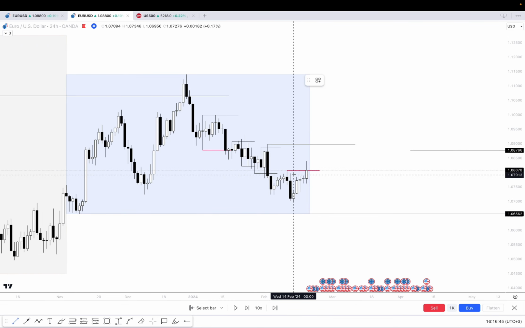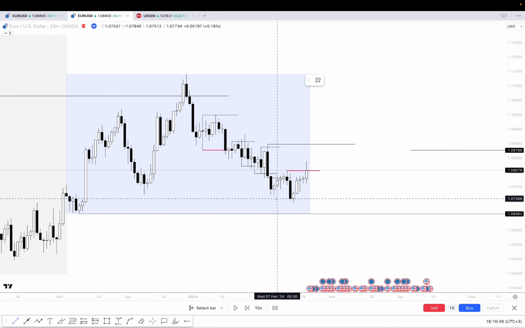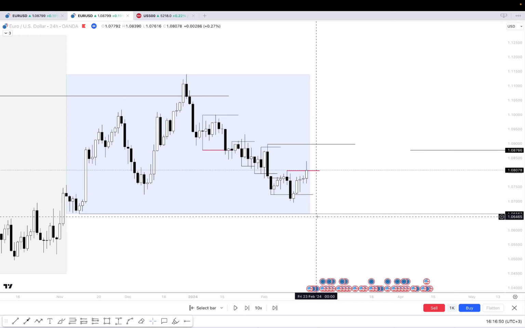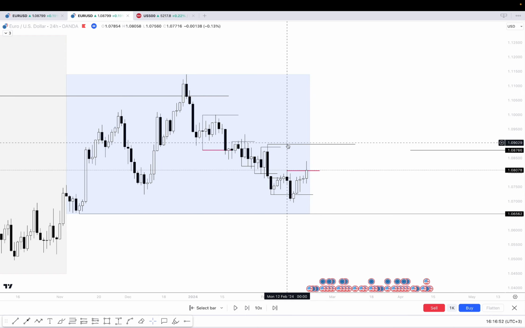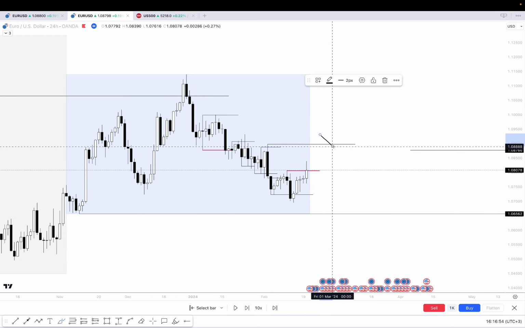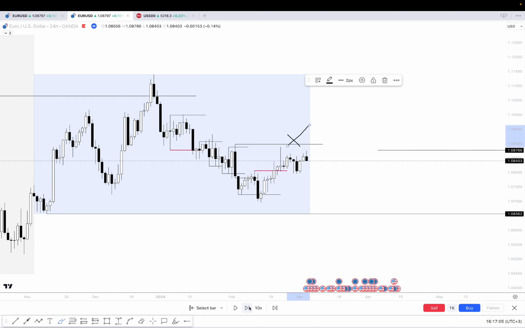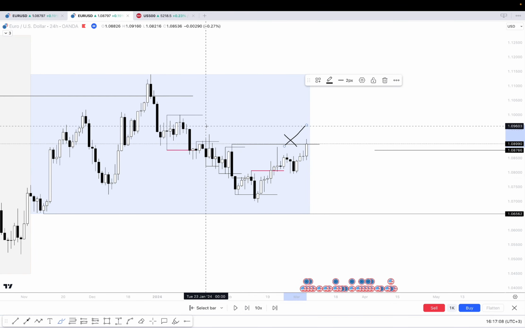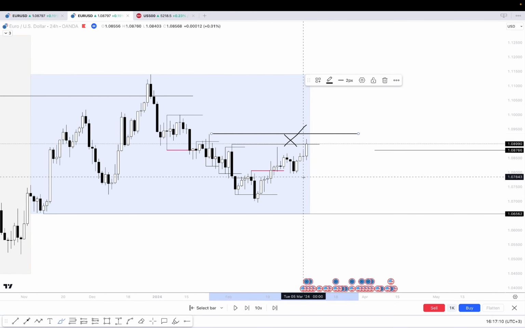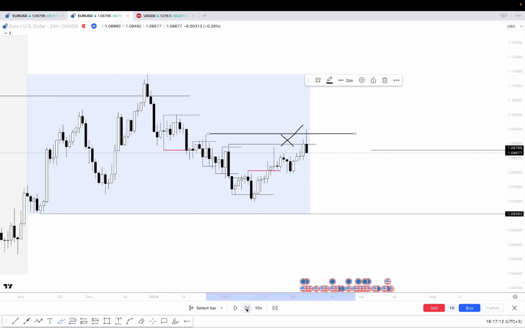Okay, so we have confirmation that our short structure is breaking, and right now I would be looking for that target. Let's check. And target is done. Here is going to be my next target. Target is done. And here is going to be my next target.